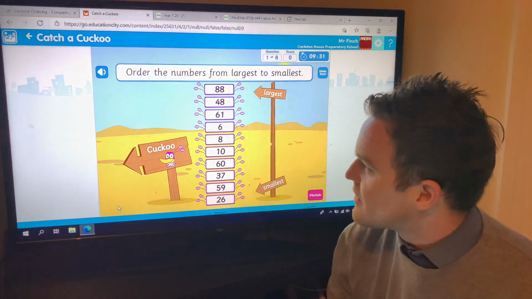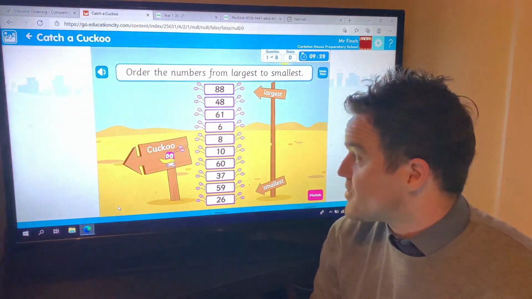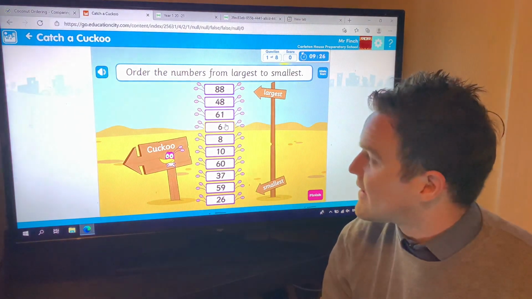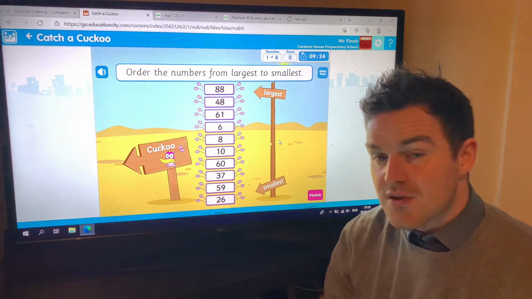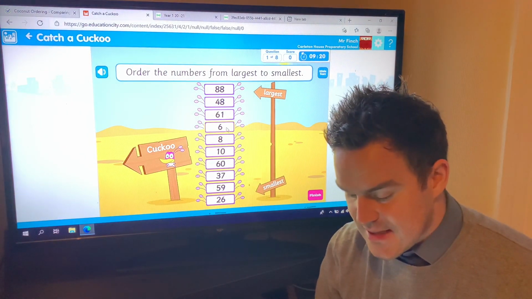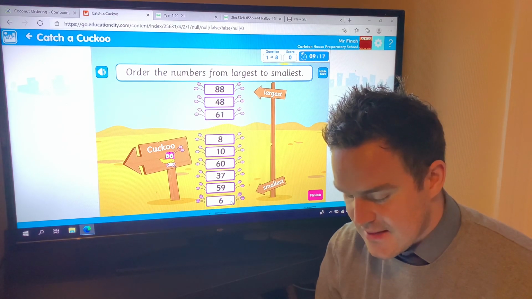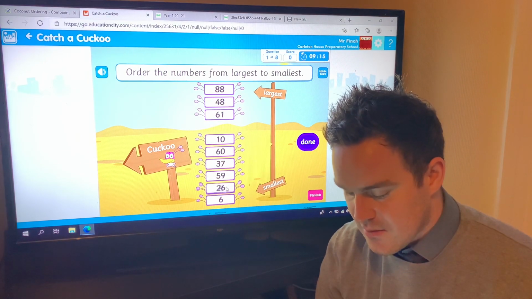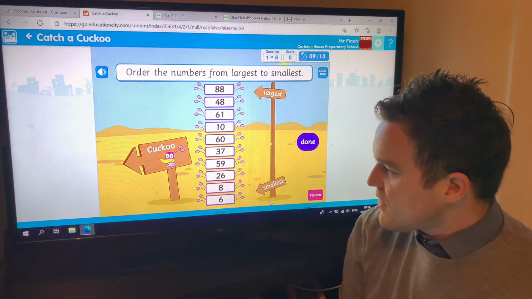So I can see here that I have two single digit numbers. I've got 6 and I also have 8. So which of those is smallest? And we're going to start smallest at the bottom. So let's go 6 at the bottom because we know 6 is smaller than 8 and 8 just above 6, okay? Now, what do we have next?